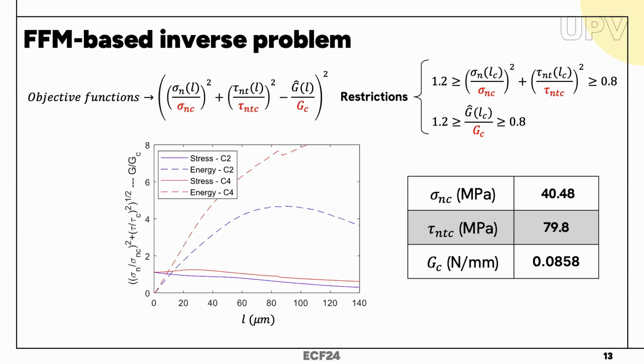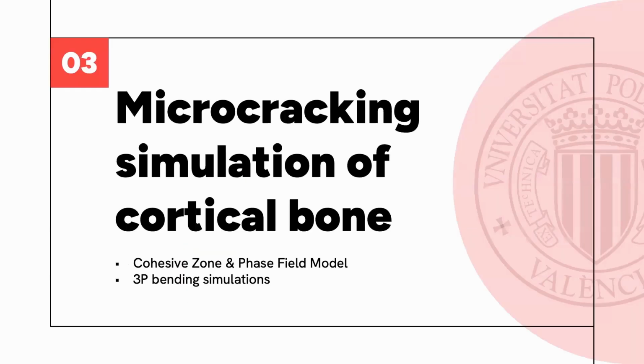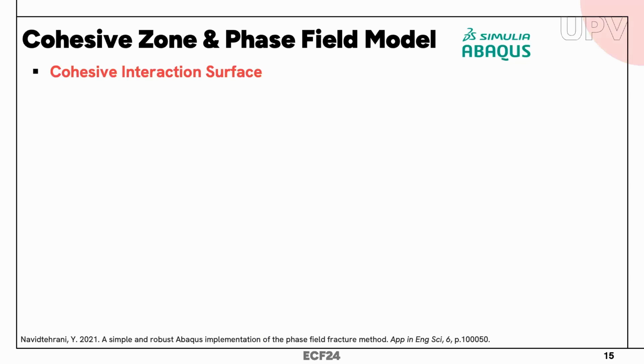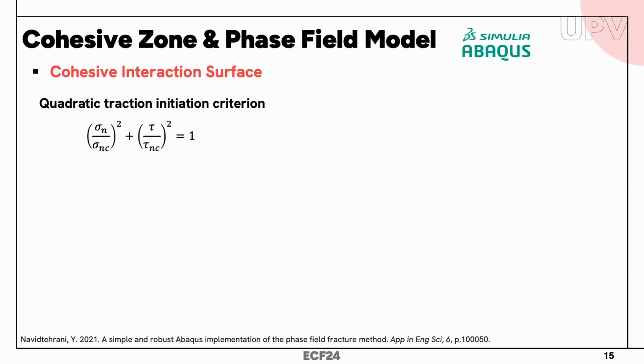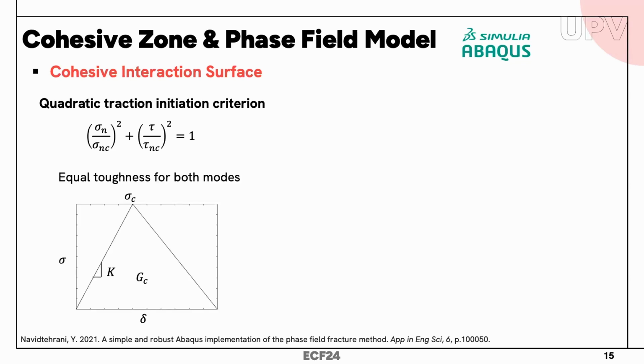Once we have characterized our interface, we've been able to perform the microcracking simulation of the cortical bone. I'm going to explain this very briefly because I don't have a lot of time. We have used the cohesive interaction surface to model the damage in the interface. Here we have used, again, a quadratic traction initiation criterion using the properties that we calibrated during the first part of the presentation. Then we have used a bilinear traction separation law using the toughness that we calculated previously.